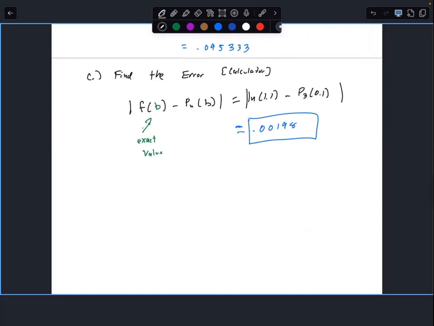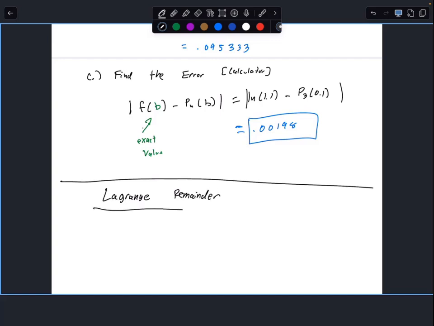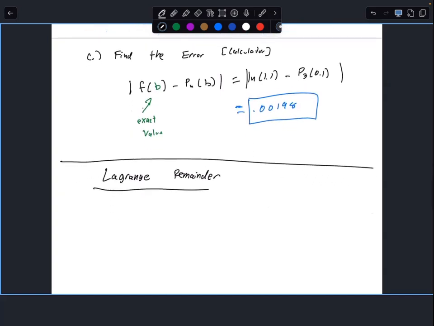All right, we're going to get to question D right now, but for question D, we have to learn something called the Lagrange remainder. So the Lagrange remainder is basically, I want to make sure I did.